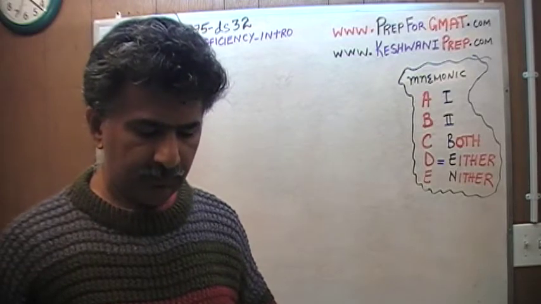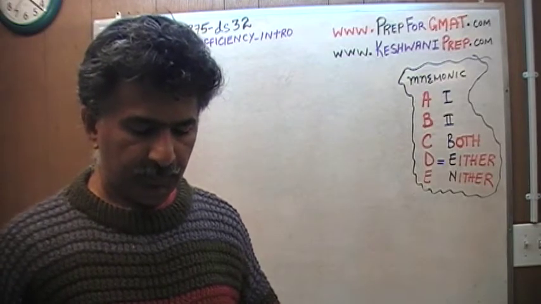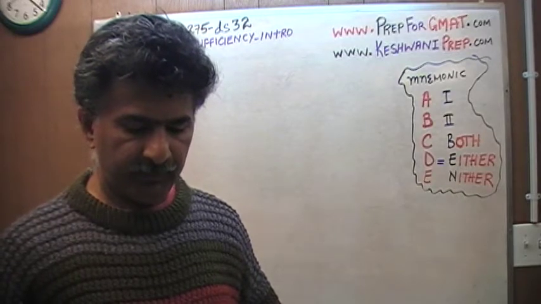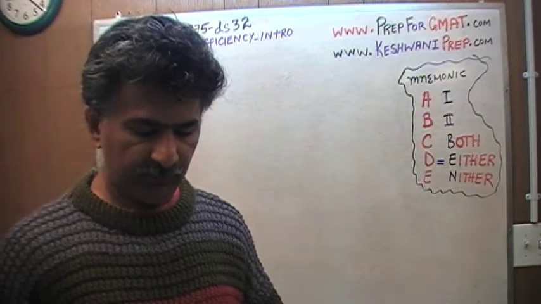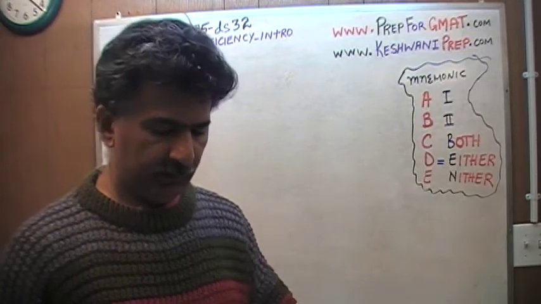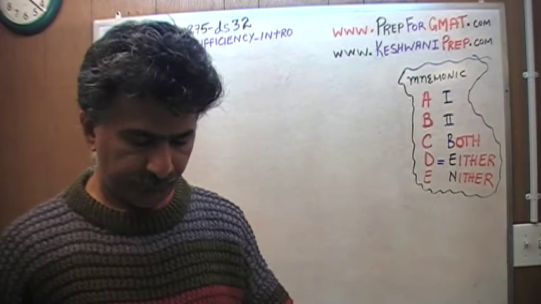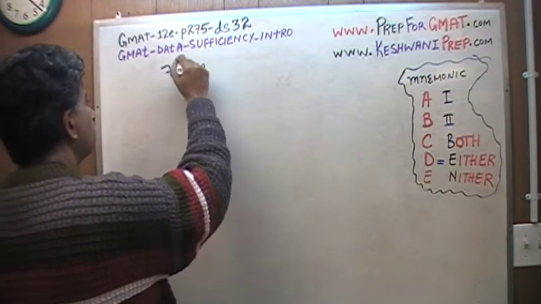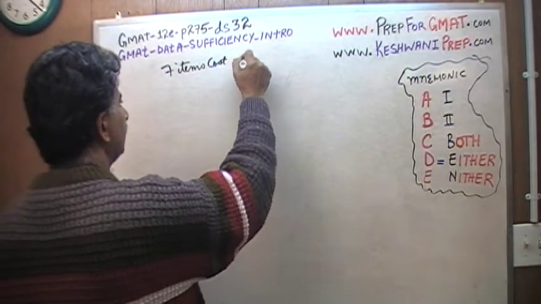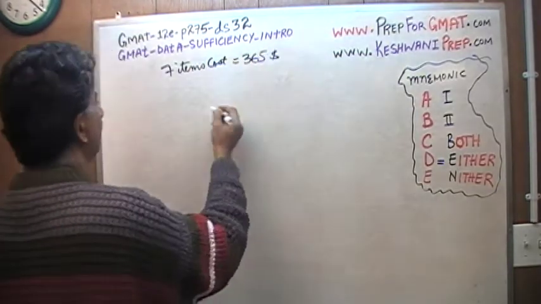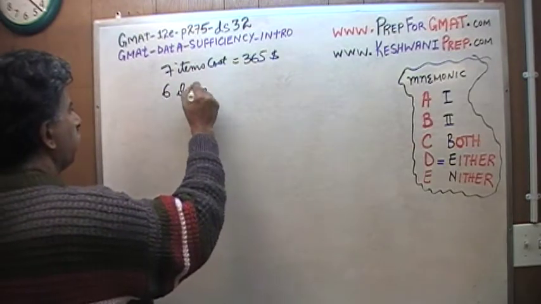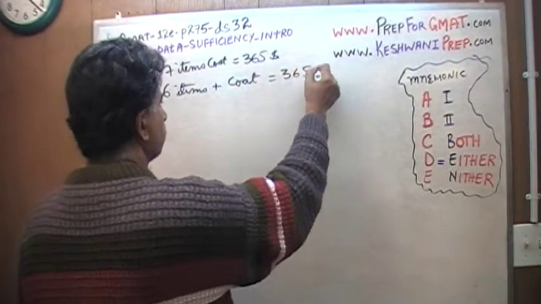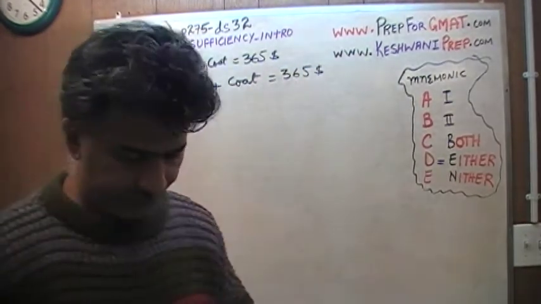Jerry bought 7 clothing items, including a coat. All right. And the sum of the prices of these 7 items is 365. The sum of the prices of these items was 365. All right. 7 items cost $365, and they tell us that we have 6 items plus a coat. That's what we have so far.